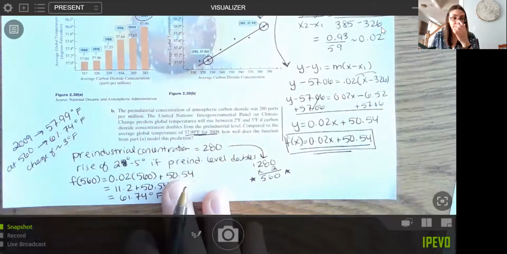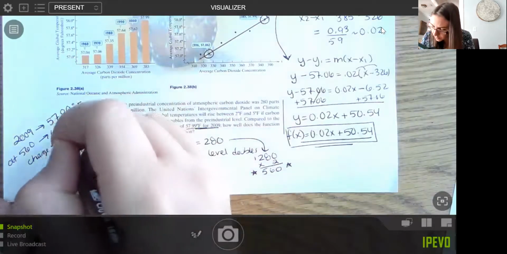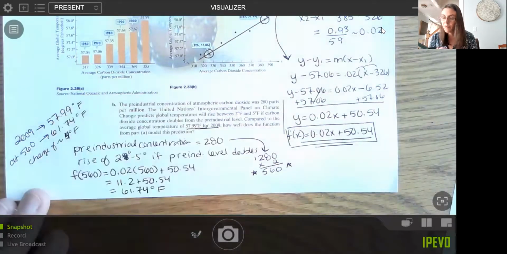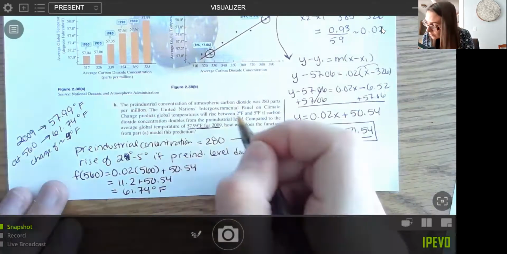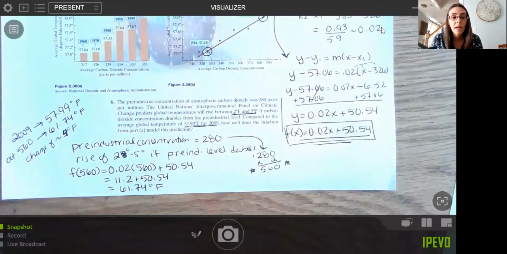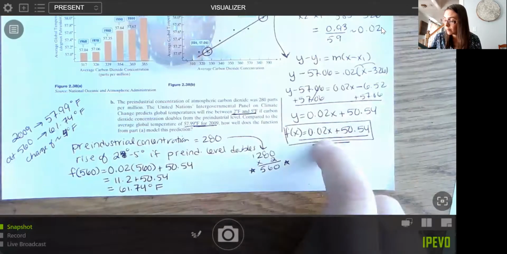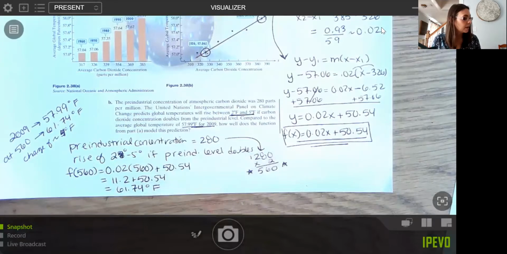Not exactly, but actually more like 4. Let's see. 58, 59, 60, 61. Yeah, almost 4. So maybe we'll say 4 degrees, better rounding. So a change of about 4 degrees Fahrenheit, which does match the prediction. They predicted that it was going to rise between 2 and 5 degrees Fahrenheit if that level doubles. And our equation is saying about 4 degrees, between 3 and 4 degrees is what we're seeing there. So it does look like their prediction is on track for how that temperature could change in the world.